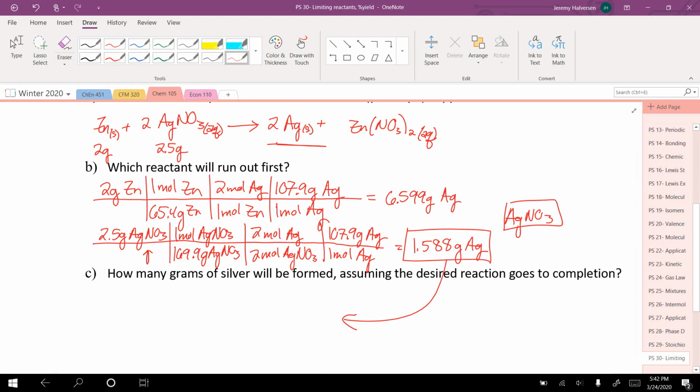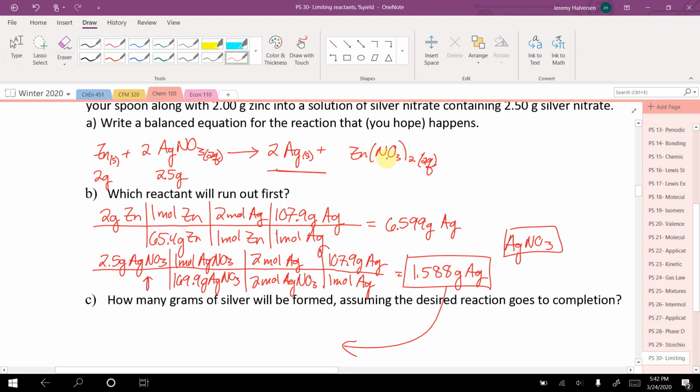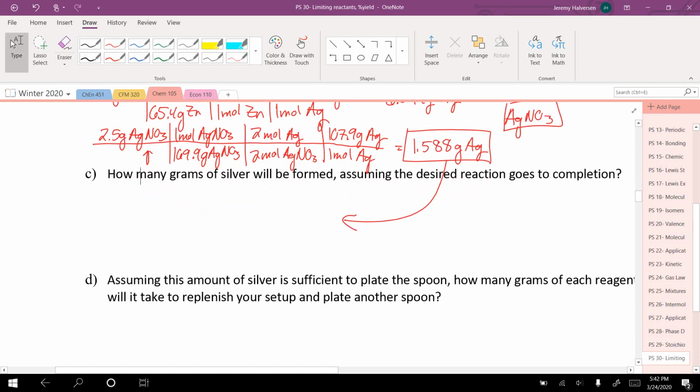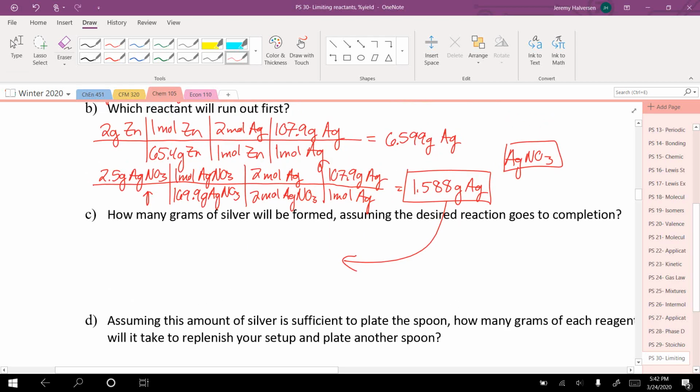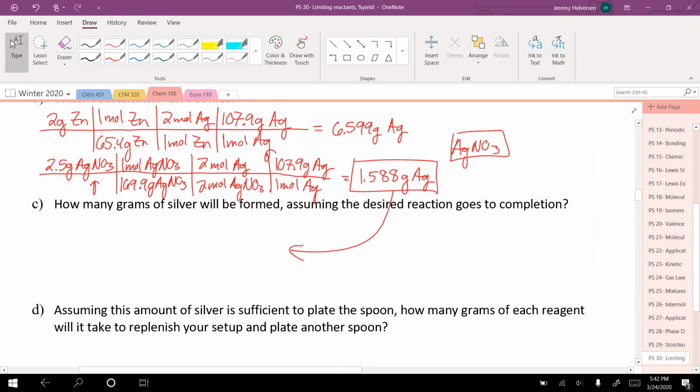Okay, so I've run my reaction. Now everything is based off AgNO3. If the problem asked how much zinc nitrate is made, I wouldn't have to do this double process again, because I know AgNO3 is my limiting reactant. So I would just take my AgNO3 and convert it to zinc nitrate. Okay, assuming this amount of silver is sufficient to plate the spoon, we run this reaction just like this, and then the spoon is plated. How many grams of each reactant will it take to replenish your setup and plate another spoon?